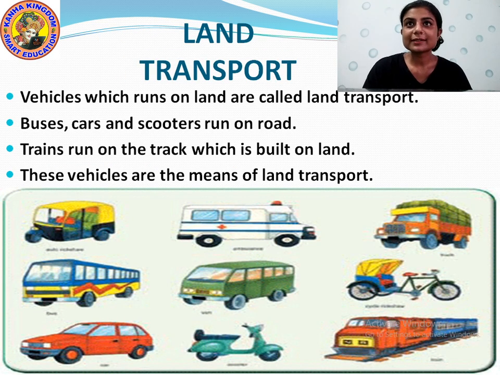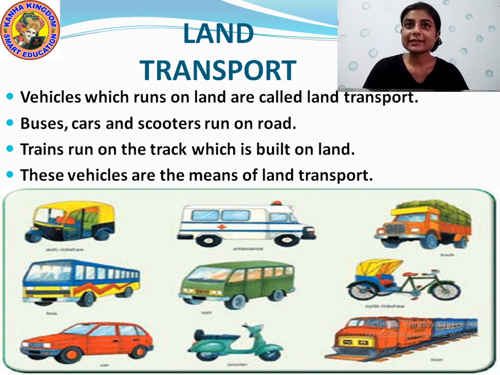So now students, what is land transport? What do you mean by land transport? There are different means of transport, right? Land, air and water transport. Now what is land transport? See, vehicles which run on land are called land transport. The vehicles which run on road, on the tracks or road that is built on the land, those are called land transport.